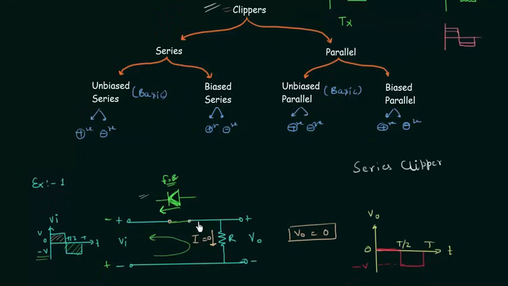The next thing is to find out whether it is unbiased series clipper or biased series clipper. There is no external voltage source in this clipper circuit, so it is unbiased series clipper. And the last thing is to find out whether it is positive clipper or negative clipper. You can see this positive portion is clipped in the output. So this is positive clipper. So finally we can say this circuit is positive unbiased series clipper.